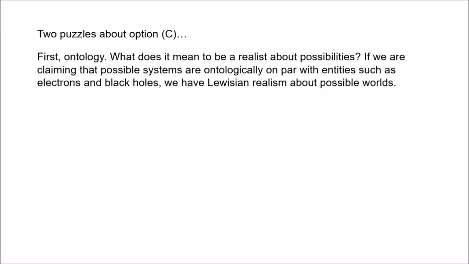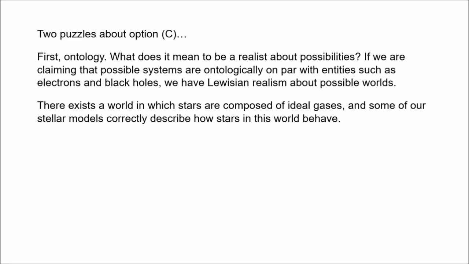The first puzzle concerns the ontology of the possible states of affairs described in counterfactuals. What exactly does it mean to be a realist about possibilities? Well, if we take counterfactuals at face value, and if we are realists who hold that possible worlds are on par with other entities postulated in the sciences, such as electrons and neutrinos, then we have Lewisian realism about possible worlds, the view that all possible worlds really exist in just the same sense as the actual world. You can check out my video on modal realism for an extended discussion of Lewis's view. But anyway, on this approach, there really exists a world in which stars are composed of ideal gases. This world exists in just the same sense as our world does, and our stellar models correctly describe how the stars in this world behave.